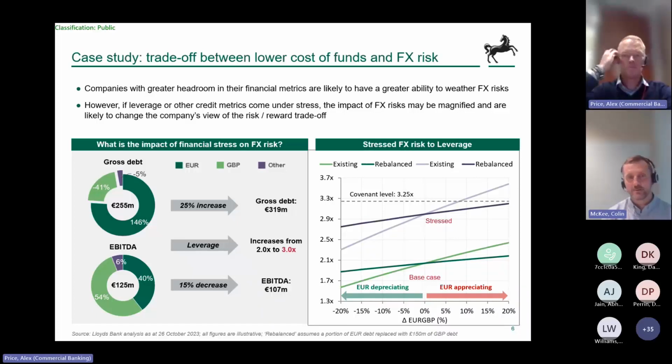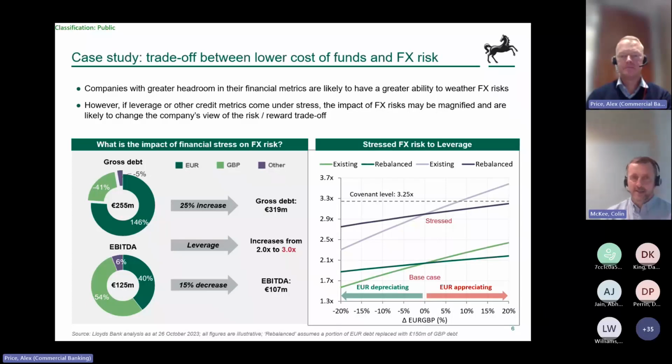So we also made the point of what happens when you stress some of these measures. Again, a simple example on this page: if you look at increasing gross debt, an arbitrary figure, 25% here, so that the net debt moves up to just over 300 million. And also you stress EBITDA such that it reduces, in this case by 15%. Well, what happens? Leverage goes up from 2 times to 3 times.